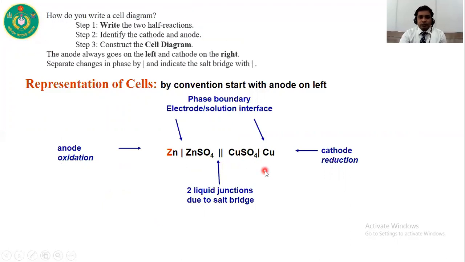Next one, the anode goes on the left of the salt bridge. This is the representation of the salt bridge, and this is the representation of the phase changes. So this is the anode phase and this is the cathode phase. The anode goes on the left, I write it on the left, and the cathode on the right. So this is the cathode, I write it on the right. So this is the way we can represent a cell reaction.